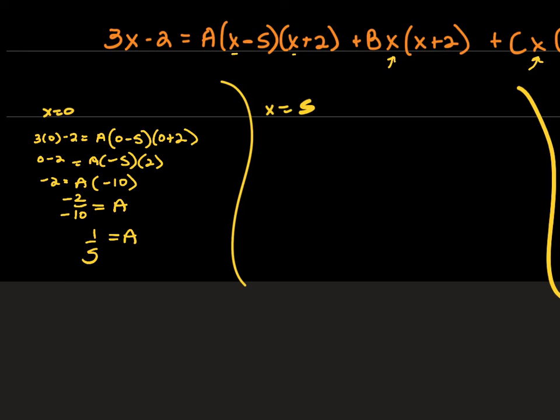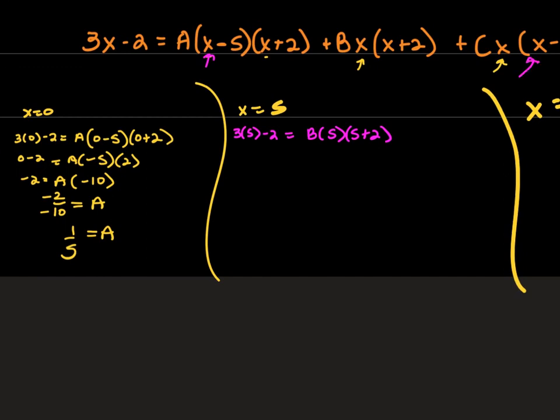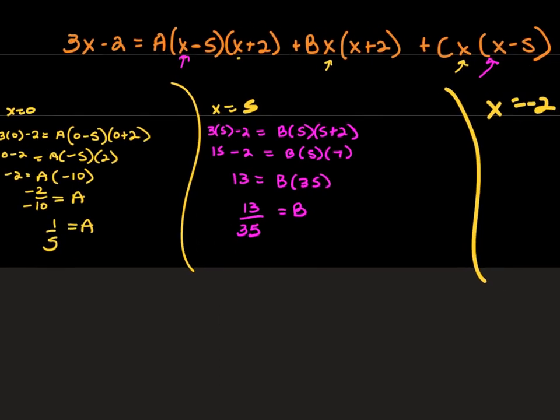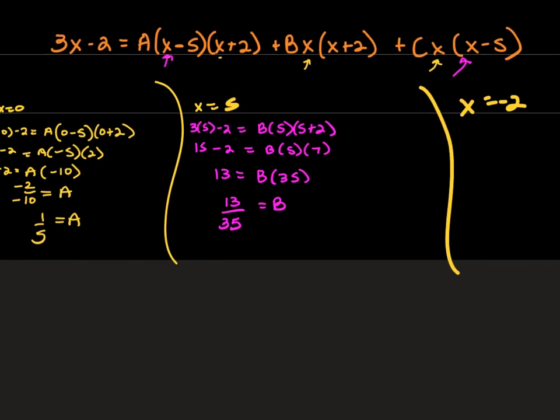Yep, sure. Then I'm going to plug in the 5. So 3 times 5 minus 2 would equal, the 5 on the A is going to cancel out the A, but the B will stay. And the 5 on the C is also going to cancel out the C. So I don't have to write the other 2. Now I've got my B. We good so far?